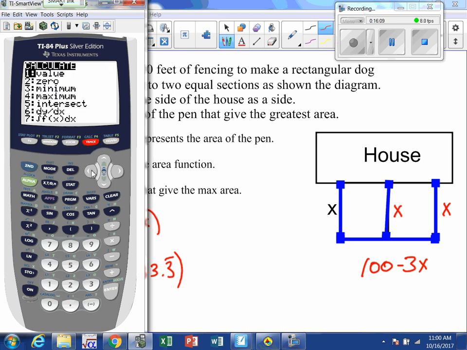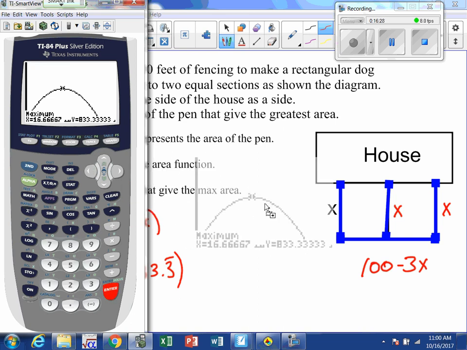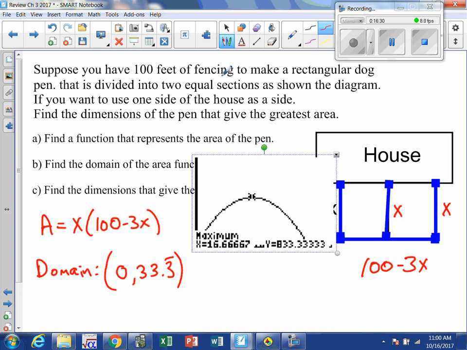Now I calculate the maximum. I go to the left of the max, the right of the max, I guess, and I get 16 2/3, 833.